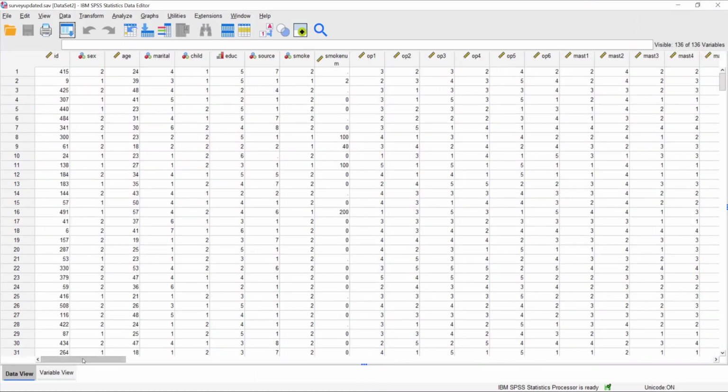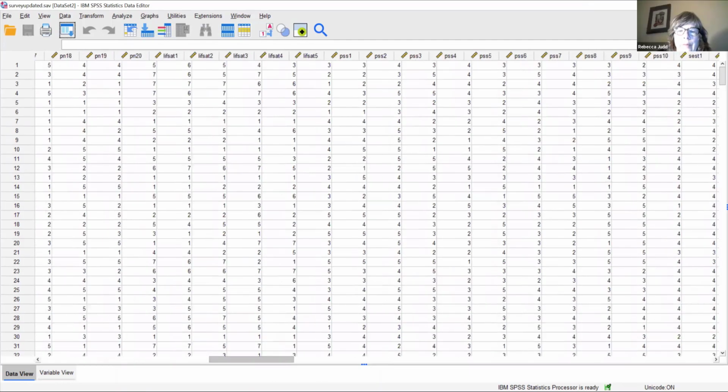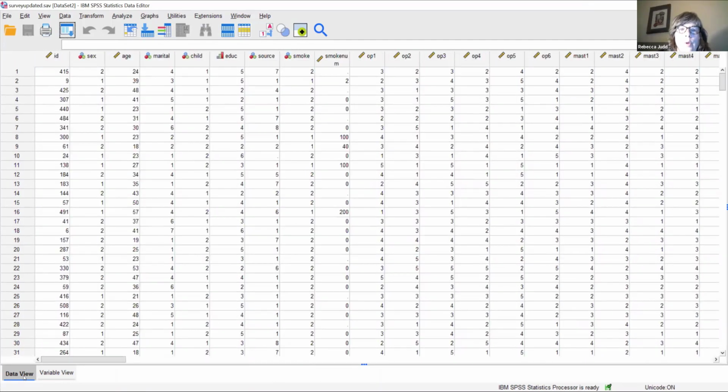All right. So what we're going to do to run the chi-square is we're going to look at, what did I look at? I looked at gender and education. Let's look at gender and education.